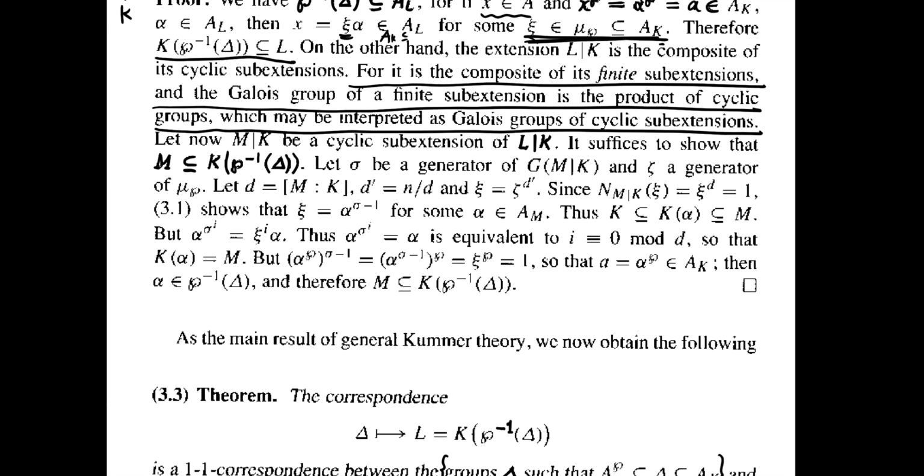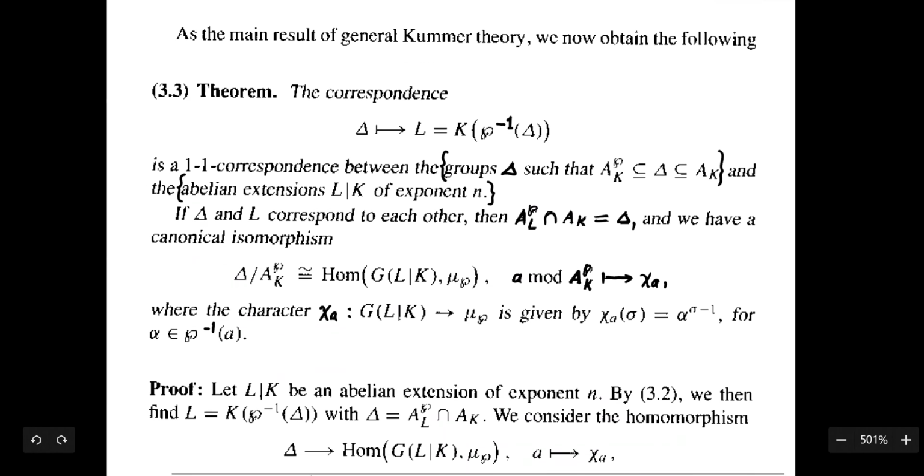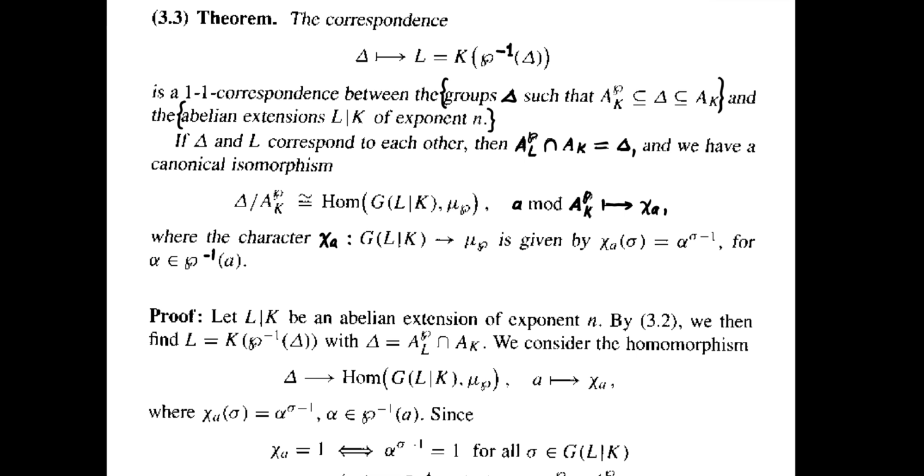Well, here we say if M over K is of dimension d, then we denote this by d prime, I think. That's why here it is divided by n. We can guess the exponent is the dimension of the Galois group. The dimension of the field extension is the cardinality of the Galois group. So there is a bijection between the groups delta and the abelian extensions.